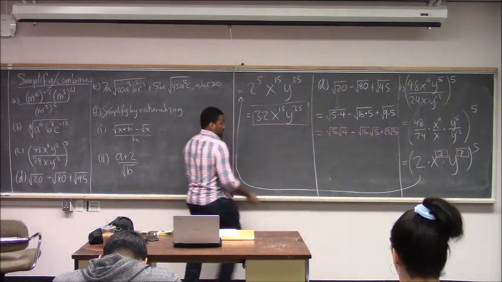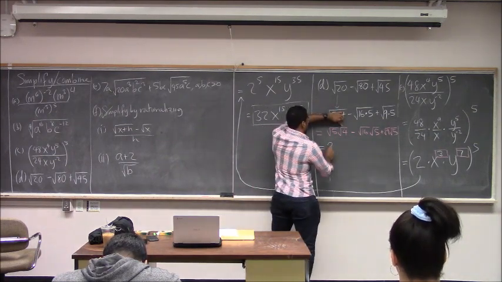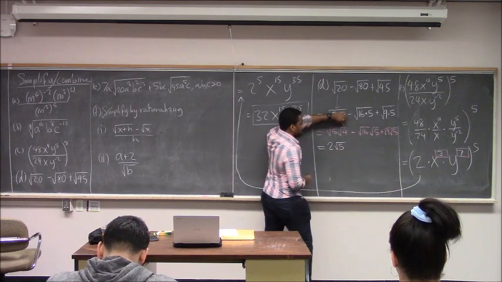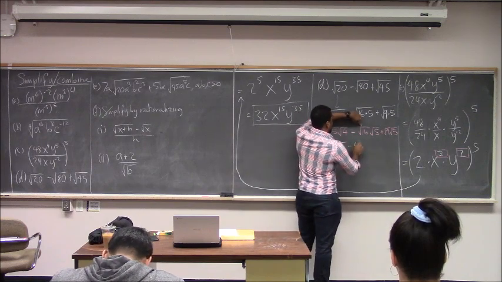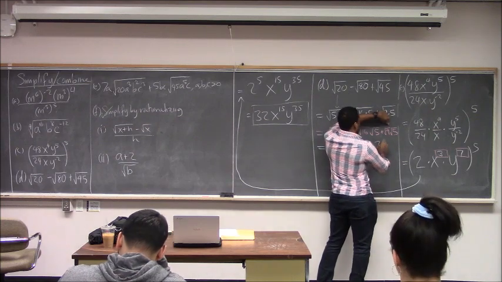And now you can start to simplify things. So radical of 4, what's that? 2. That's 2, so we're left with 2. Radical 5 here. 4. That's 4. Radical 5. 3. And that's 3 radical 5.